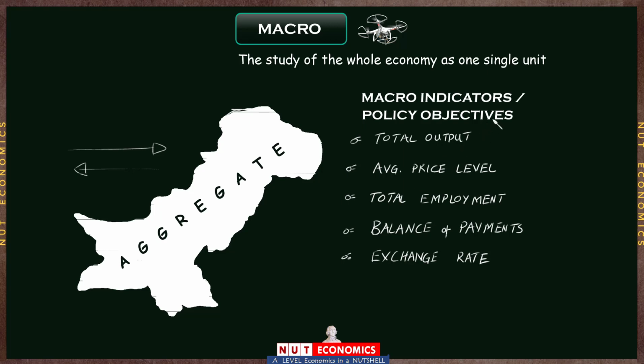So every government, every macro policy maker tries to somehow ensure that the total output is increasing at a healthy rate. They try to ensure that the average price levels are under control and they are not increasing very rapidly. They try to take measures that will increase the total amount of employment. They will try to balance off the balance of payments and so on and so forth. So they try to control these objectives. They try to move them in the right direction. So these indicators are also known as macro policy objectives.